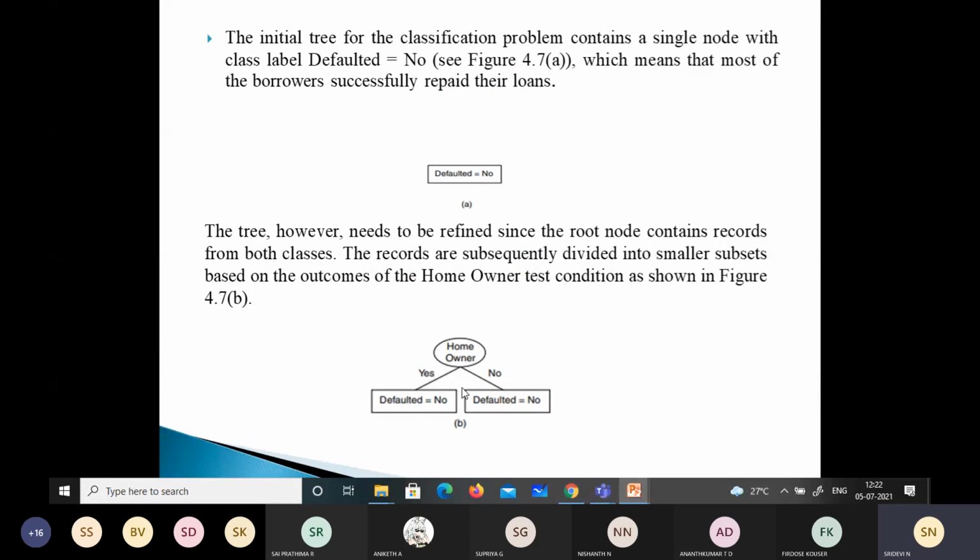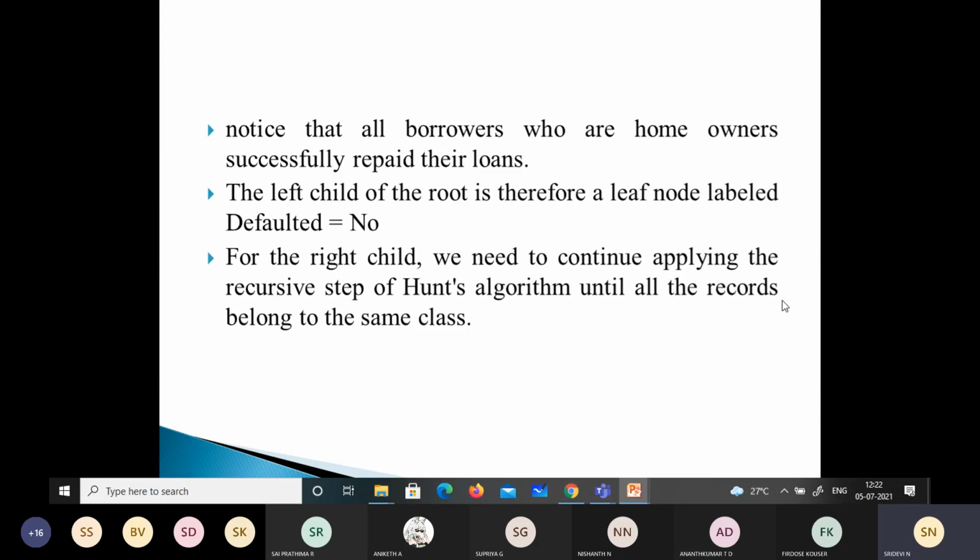So what is our goal by using Hunt's algorithm? We have to bifurcate until we get purer subsets. So what does that mean? This further needs splitting. Okay, so how do we split that? We will just see in the next line.